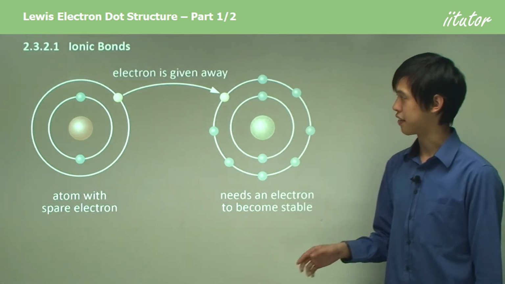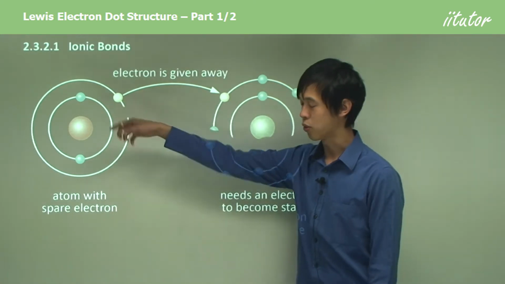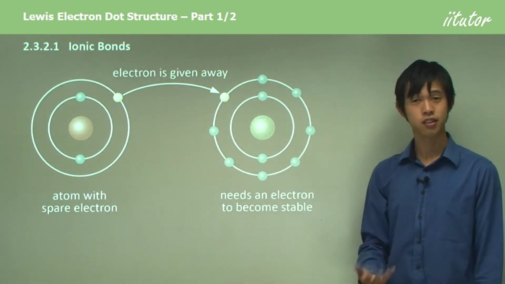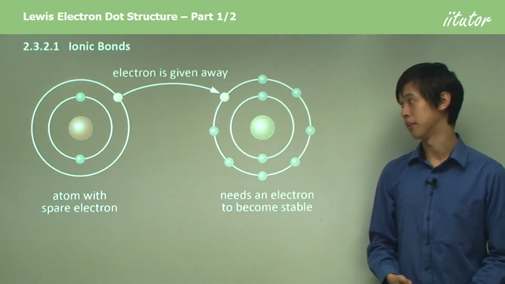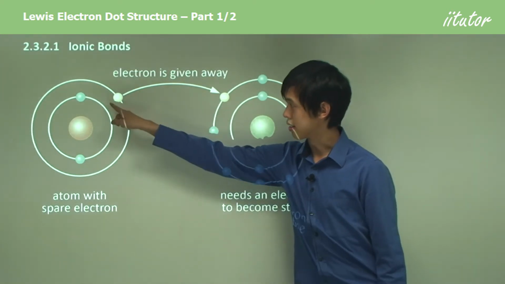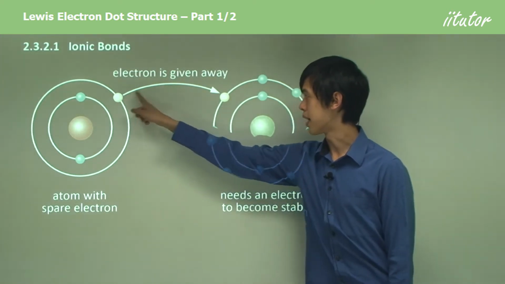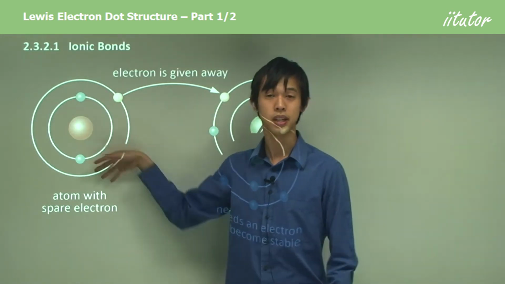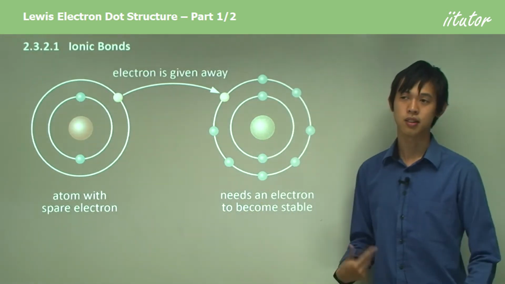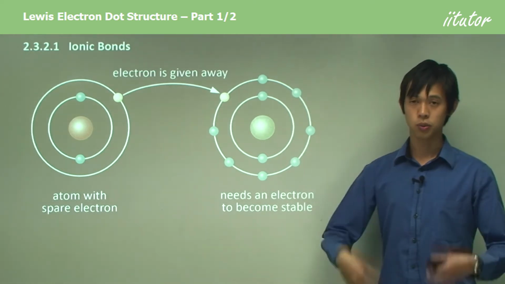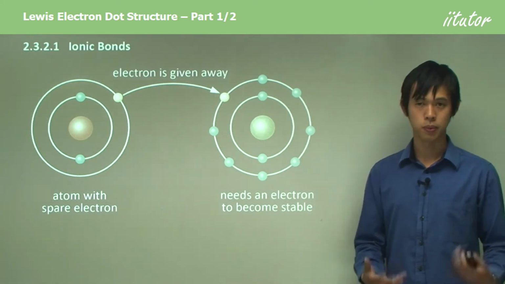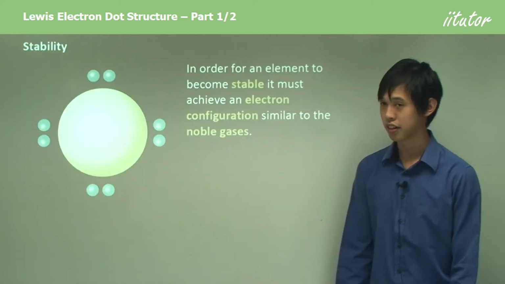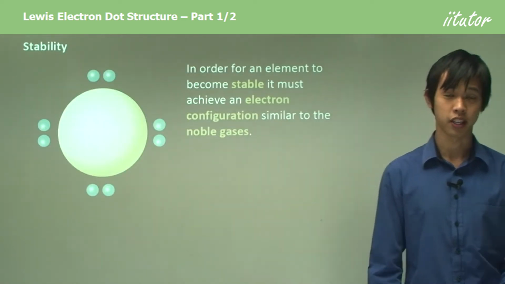The basis of it is that atoms with spare electrons will pass them on to atoms that need extra electrons in order to become stable. So in this case, this yellow electron here gets passed in here to make this one stable, and this one also becomes stable as a byproduct. So it's a win-win situation for both of them. We'll look at why and how things are supposed to be stable in this lesson, but this is just a primer on it.